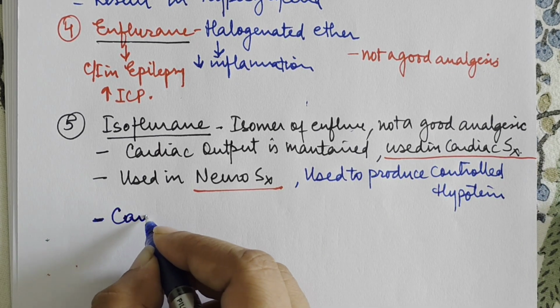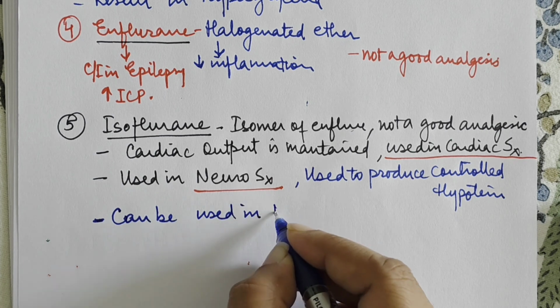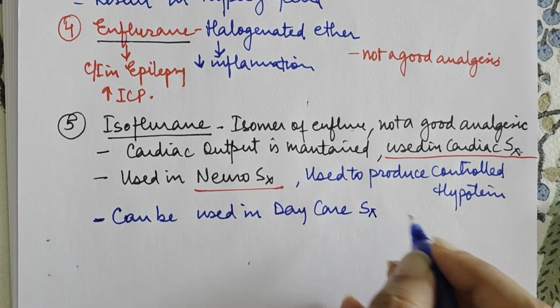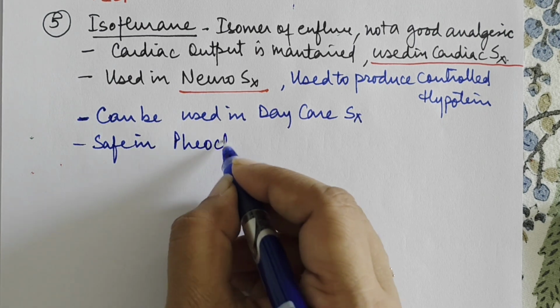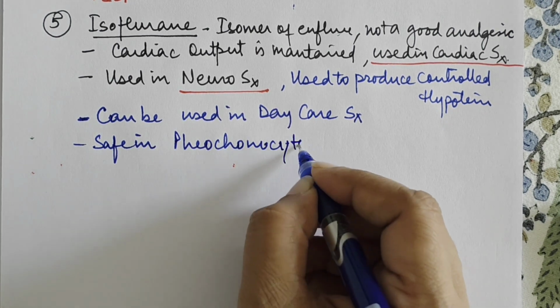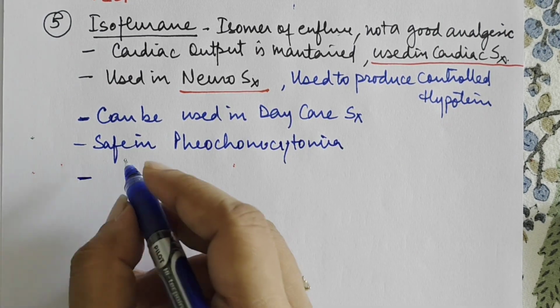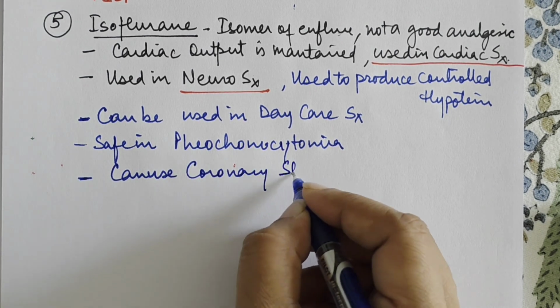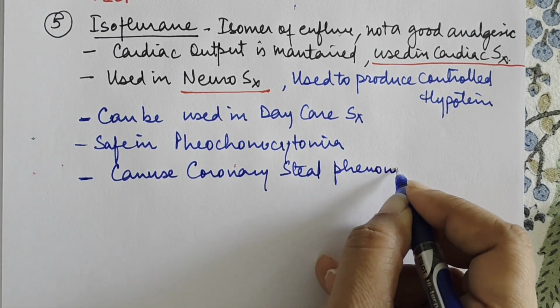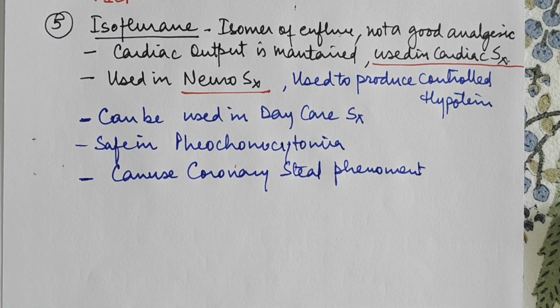Then can be used in daycare surgery, right? It is safe in pheochromocytoma as it does not sensitize the heart to the action of adrenaline, and it can cause coronary steal phenomena. So it is not a good choice in myocardial infarction, right? So this is something about enflurane.